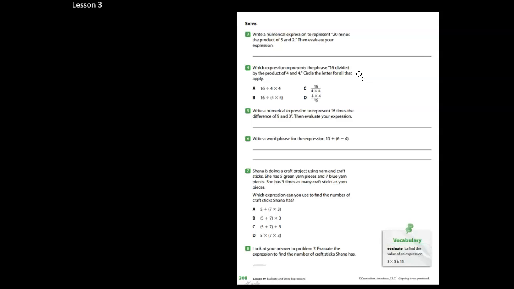Circle all that apply. That means you're going to have more than one. Write a number expression to represent 6 times the difference of 9 and 3. Then evaluate. Number 10, write a word phrase. So you're going to use words on this one to say what this means. And number 7, you're going to have one answer, and then you have to actually solve the answer.